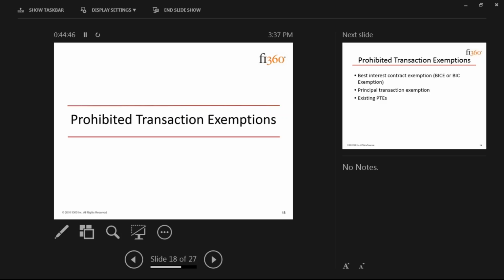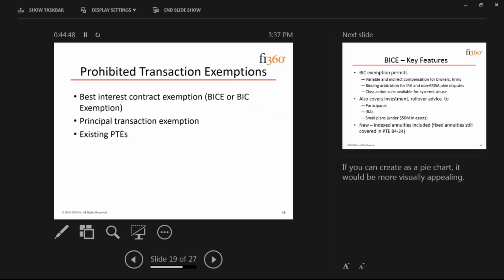Okay, your prohibited transaction exemption. Three categories here: the best interest contract exemption, or BICE, and again, that's where I will spend most of my time in this section of the presentation. Principal transaction exemption as well. Let me speak to the principal transaction exemption first, and then I'll talk to some of the existing PTEs before moving into BICE in particular.